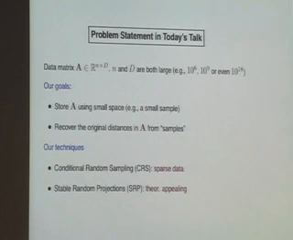The first step can be considered encoding, and this step can be considered decoding. The techniques I'm going to present are called conditional random sampling, which is only going to be used for sparse data, and another technique called stable random projections, which is a very popular technique, at least in theory.